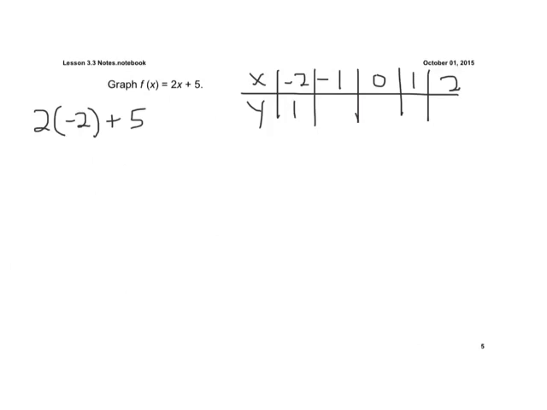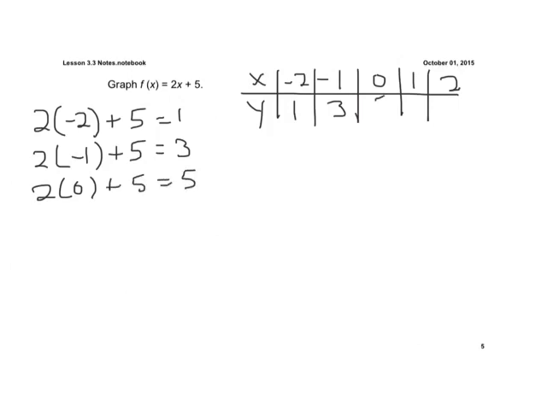We get a 1. Okay, now 2 times a negative 1. We're just going to take turns plugging each of these in for x. That equals a 3. Okay, so we had a 1, we had a 3. Now if we plug in 0, 2 times 0 is 0. Anything times 0 is 0. Plus 5, we're getting a 5.